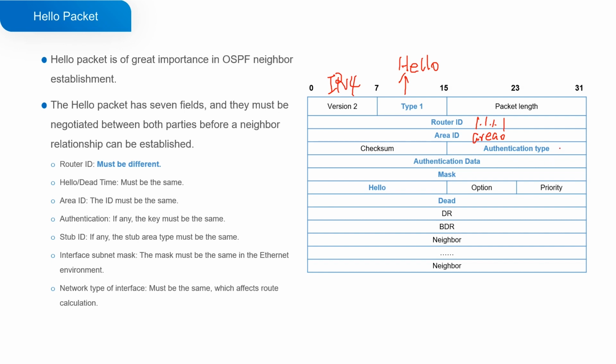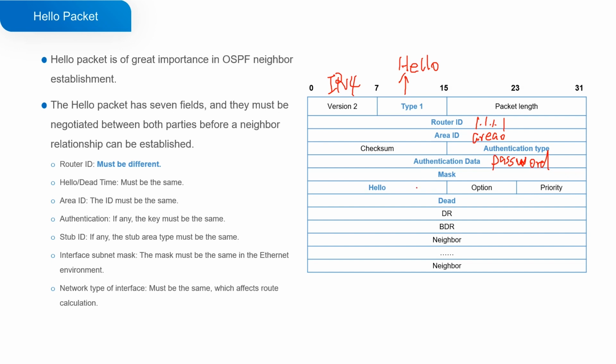And next is the authentication type. For example, we use the authentication as clear text or simple text. Okay. And next is the authentication data. We set the password here, right? And next is the mask. This means the router's segment, maybe 24 or 30.